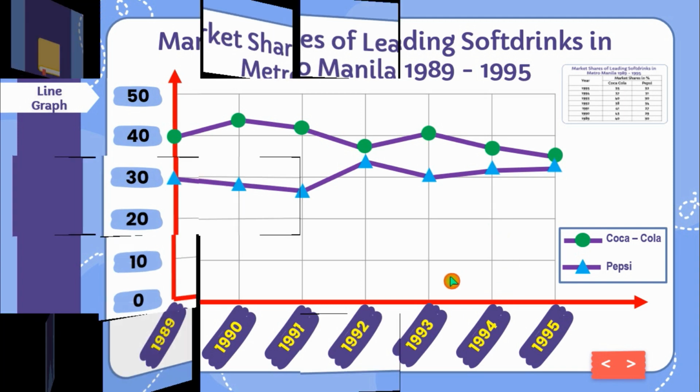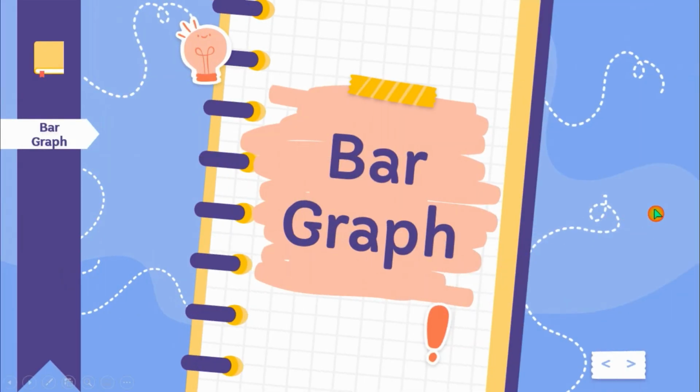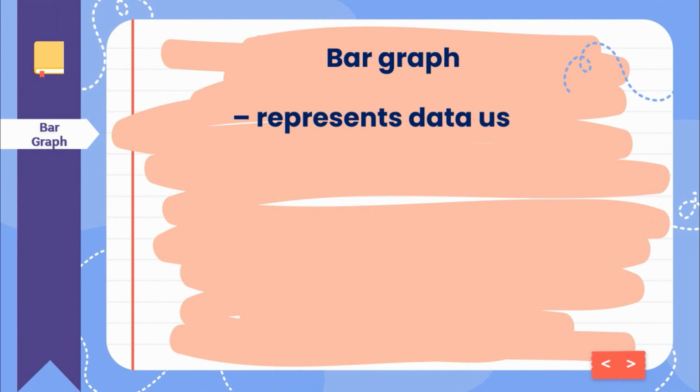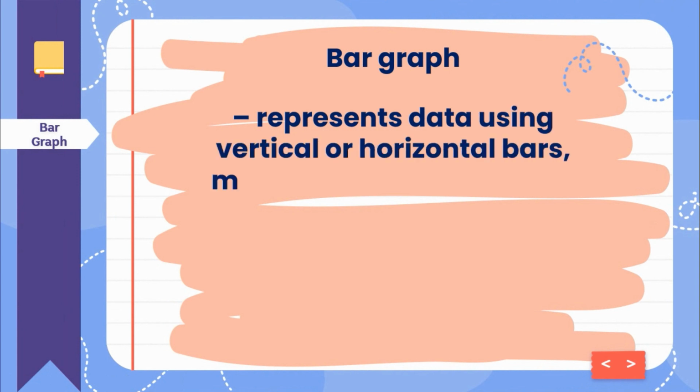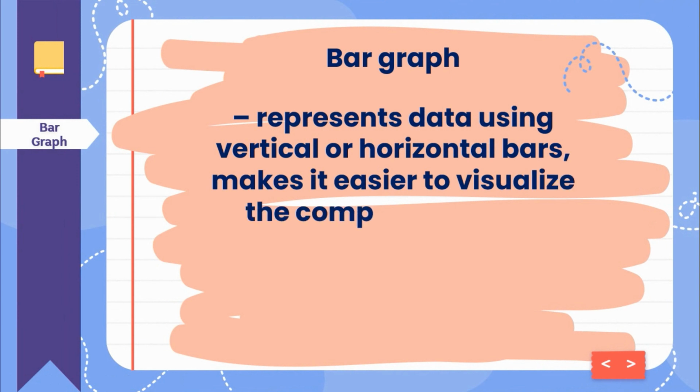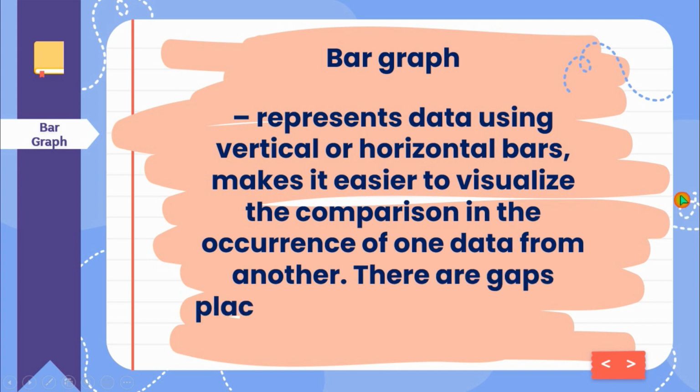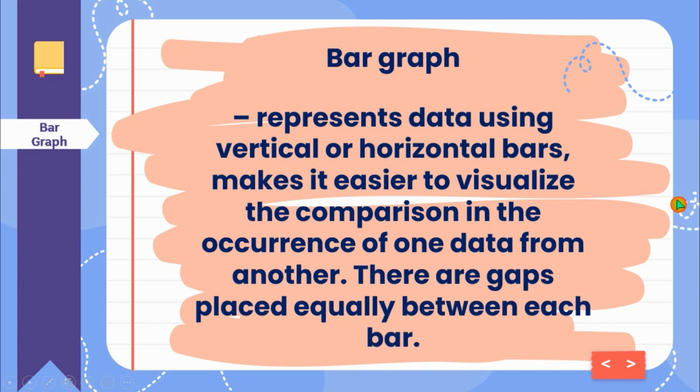Now let's proceed with bar graph. Okay, so how do we construct bar graph? Right. Bar graph represents data using vertical or horizontal bars. It makes it easier to visualize the comparison in the occurrence of one data from another. There are gaps placed equally between each bar. Actually, hindi naman kailangan talaga lahat. Depende yon kasi kapag ang data natin is number, like class interval na may kasunod na number, magkasunod na number, then hindi tayo maglalagay ng gaps. Okay?